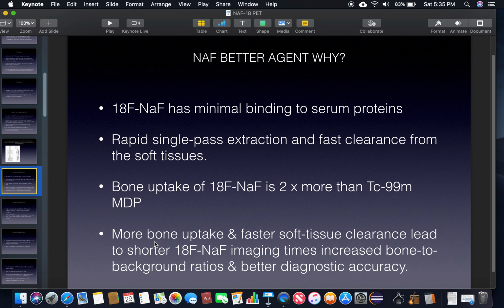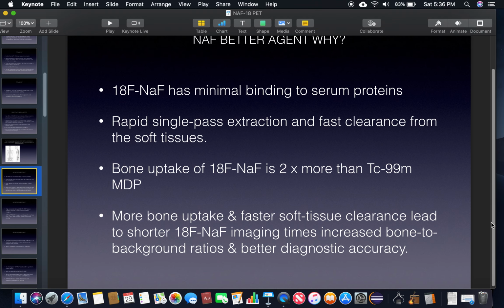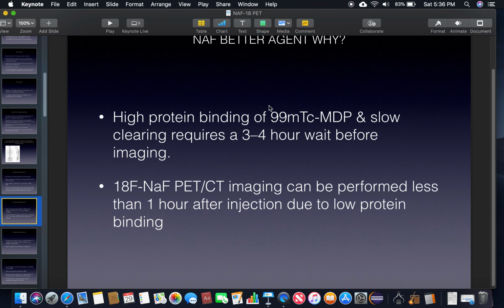Now, because of the better bone uptake and faster soft tissue clearance, it takes much less time. In other words, the patient does not have to wait for 3 to 4 hours, as is typical for a bone scan with MDP. And obviously, increased bone to background ratio and better diagnostic accuracy can be obtained, whereas with MDP, you have to wait 3 to 4 hours.